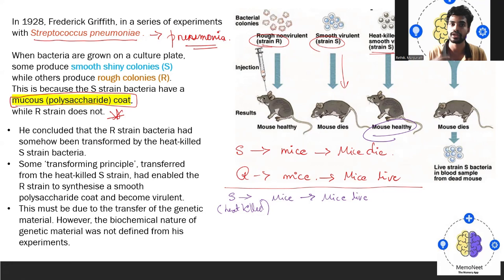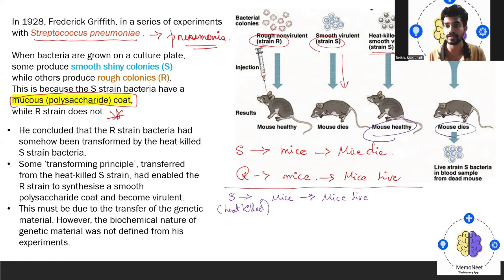R strain, that is Streptococcus pneumoniae, and he mixed it, like in a centrifugation. As a result, both were being brought together. Then he injected a mixture of this heat killed S strain and live R strain. Then when he observed it, the mice died.